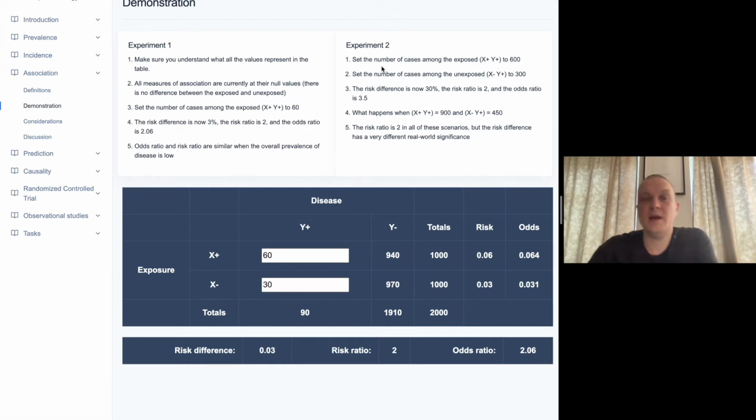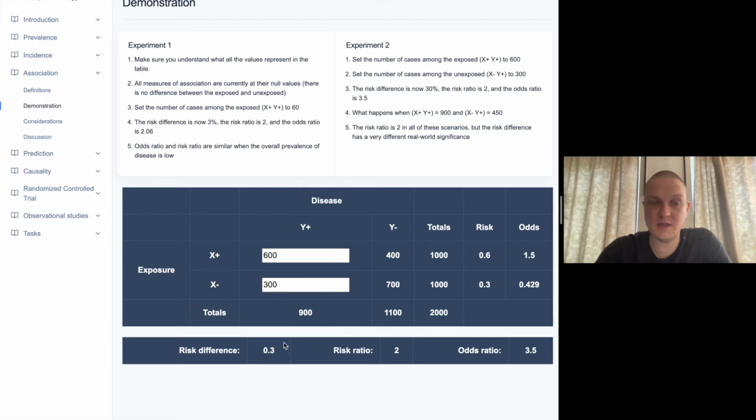Okay, in experiment 2, we set the number of cases among the exposed to 600. Let's do that. And the number of cases among the unexposed to 300. Let's do that. The risk difference is now 30% because the risk among the exposed is 60% and the risk among the unexposed is 30%. This one minus that one gives us a risk difference of 30%. The risk ratio is still 2, okay? And the odds ratio is 3.5.